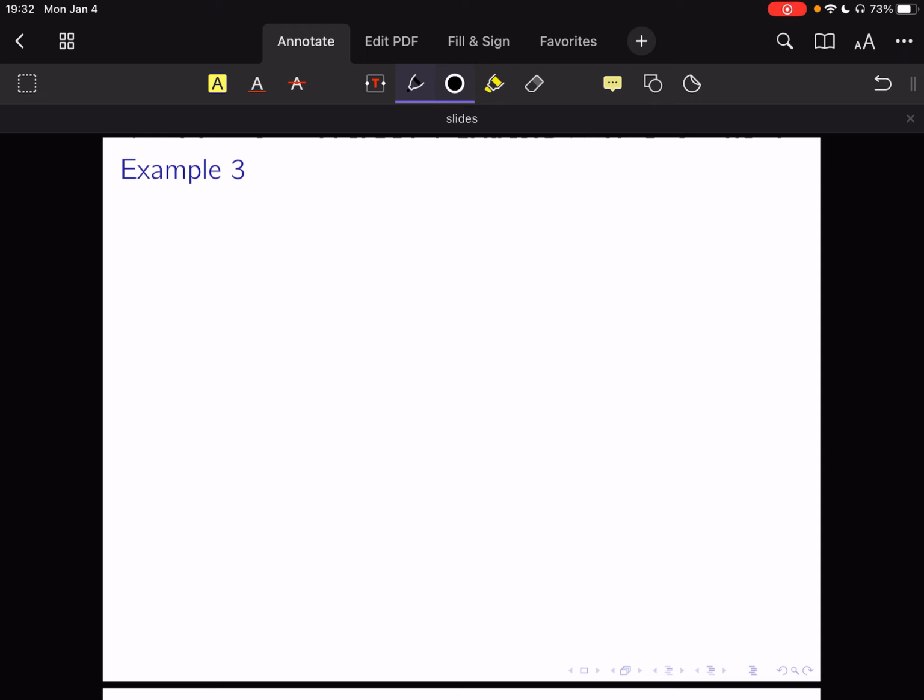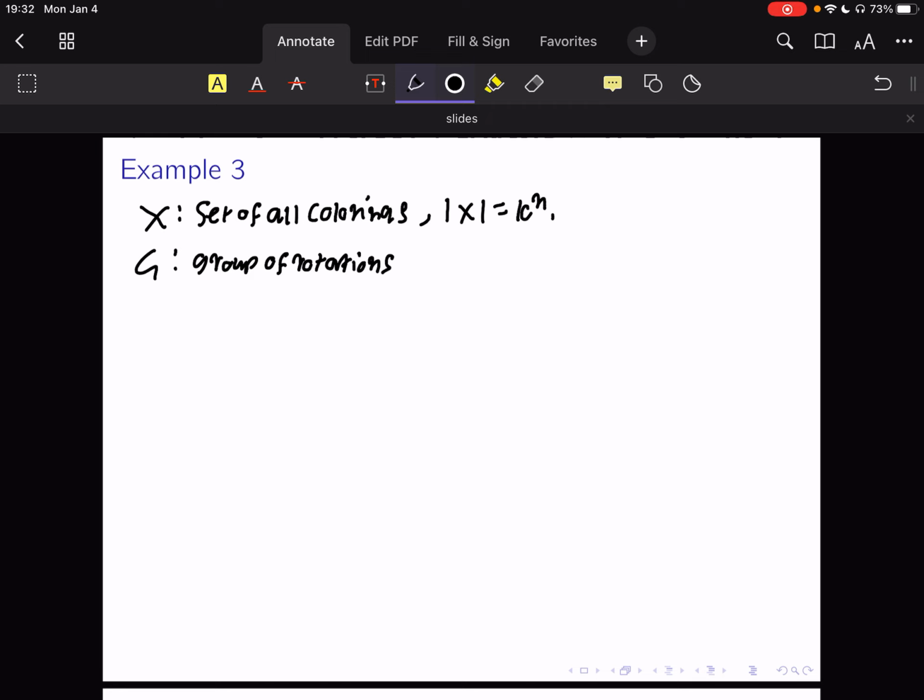So if we let x be the set of all colorings, then the cardinality of x is just k to the n. Then we can let G be the group of rotations with order n. So let's consider the rotation by i beads.